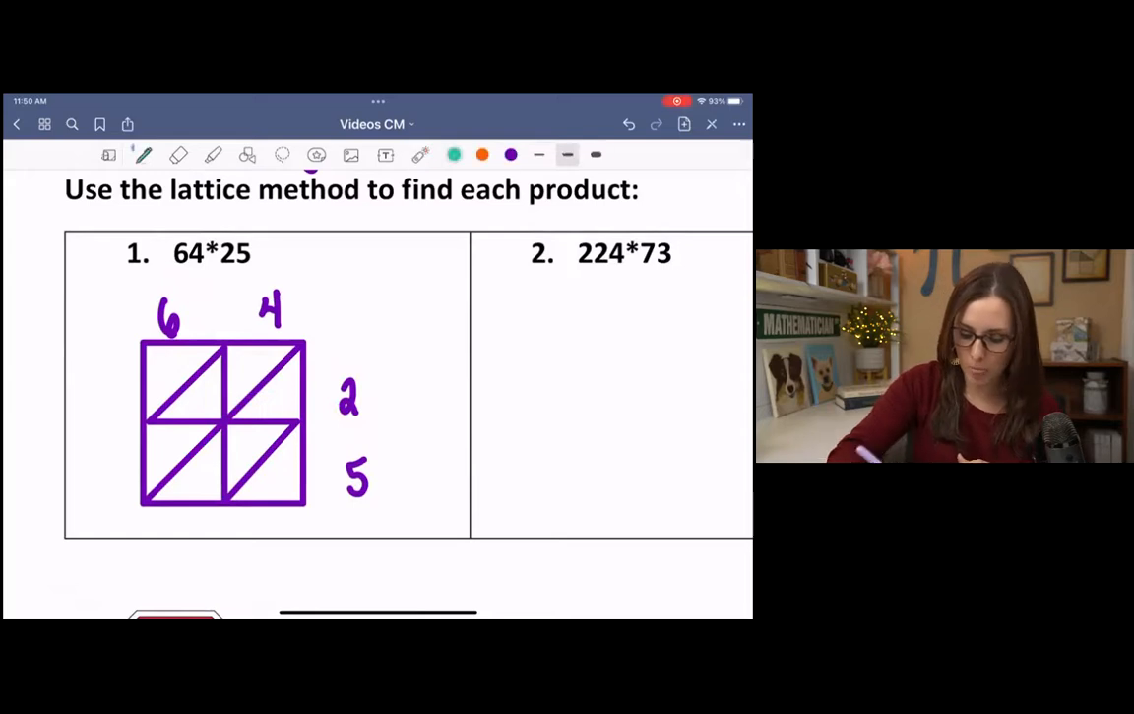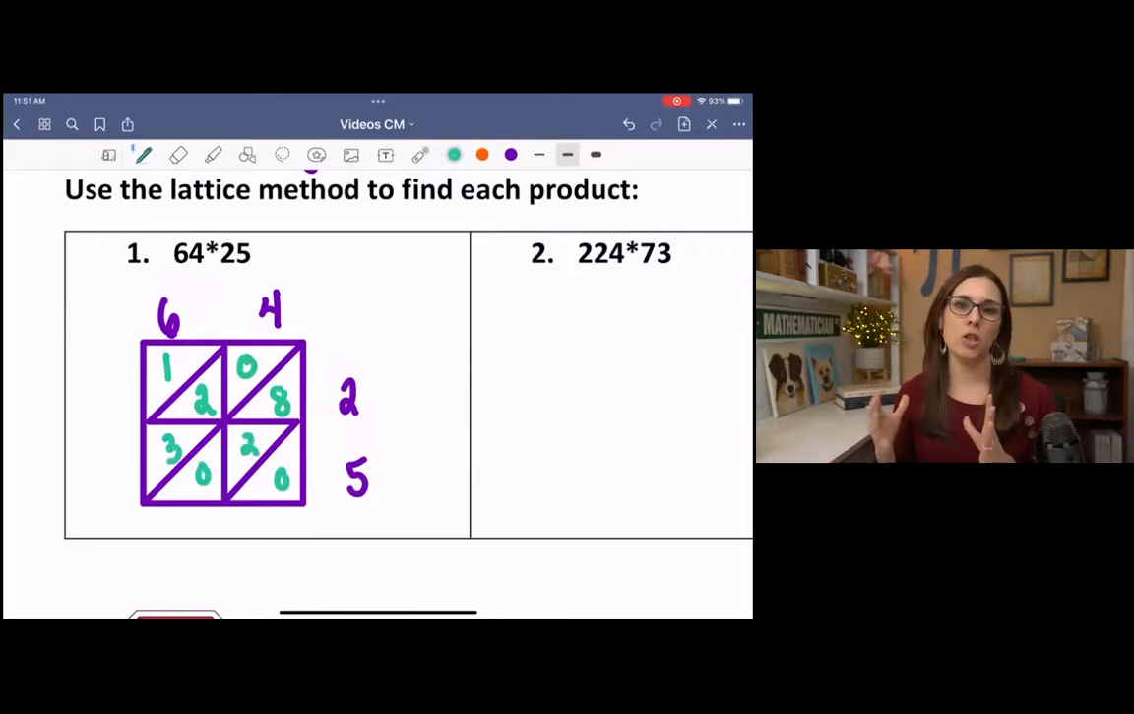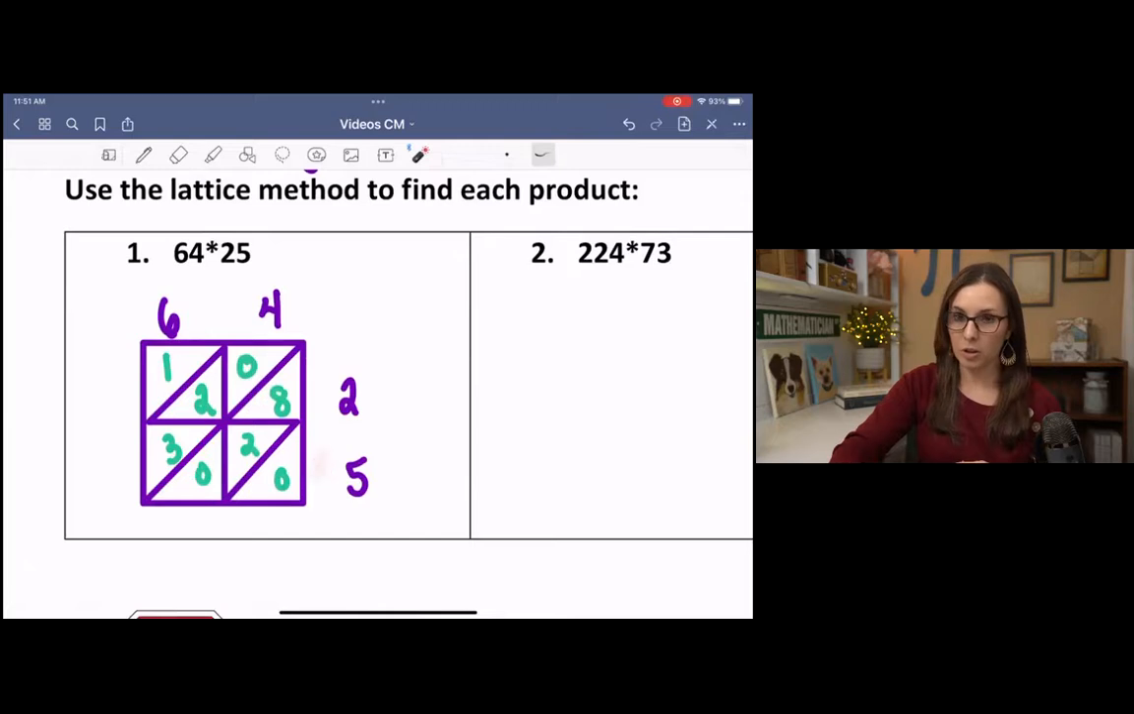6 times 2 is 12. 4 times 2 is 8, but I'm going to write that as a two-digit number with 0 at the beginning. Now you go to the second row, 6 times 5, 4 times 5. Okay, I've done all the multiplication. Now I need to start adding. And when you add, we're going to start down here and we're adding along each diagonal. And it might get a little bit messy for a second, but you're going to see where this is going.